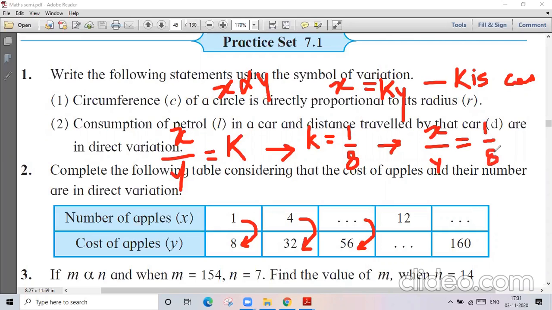Therefore, what you get here? x we have to find out. x तुम्हाला काढायचा आहे. y किती आहे तुमच्याकडे? 56. Therefore 1 upon 8 equals x upon 56. Cross multiplication करा आणि division करा, म्हणजे 56 ला 8 ने divide करा. You'll get the answer 7. The answer किती आलं इथे? 7. So this is the method of solving using the proportionality sign and constant of variation.